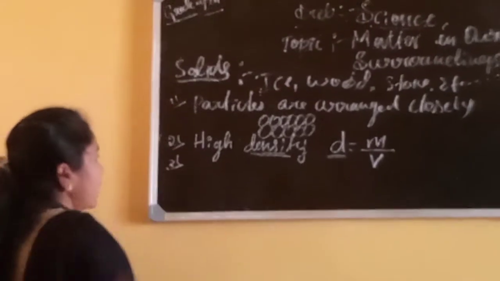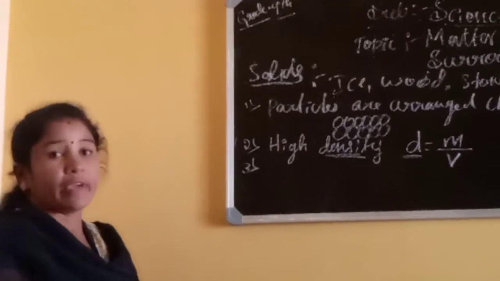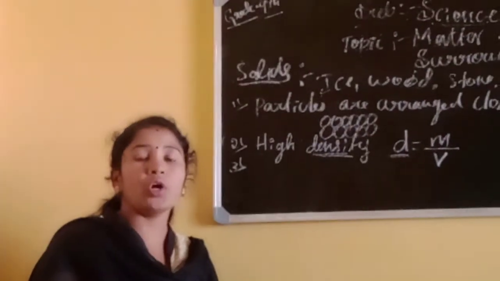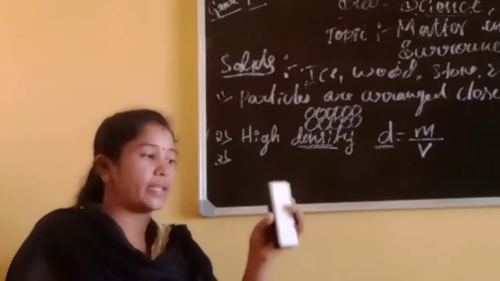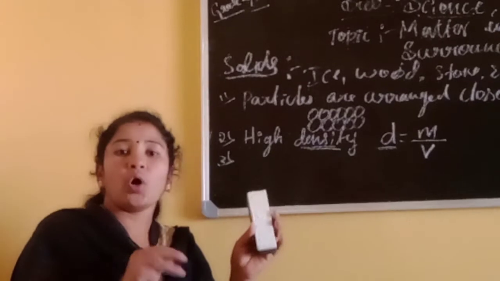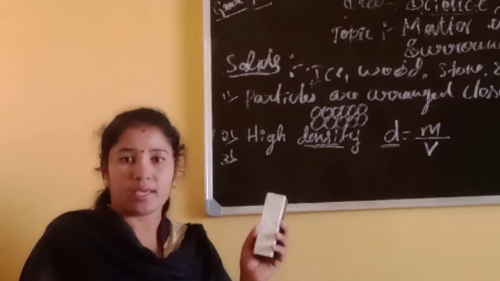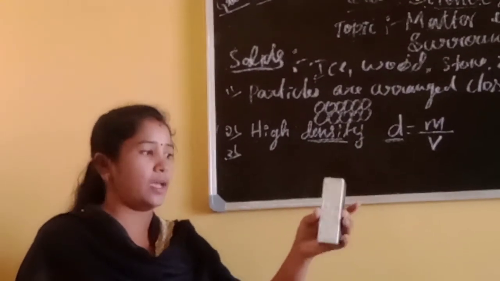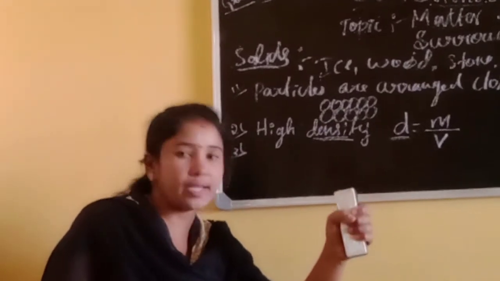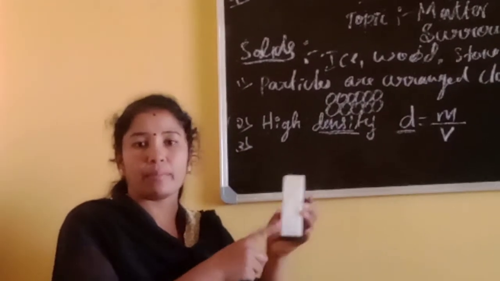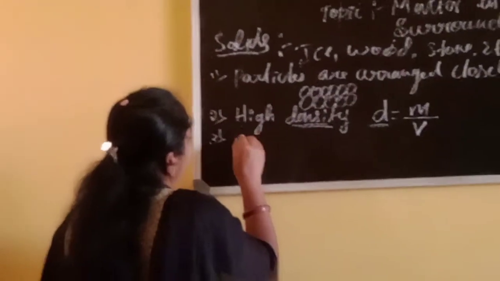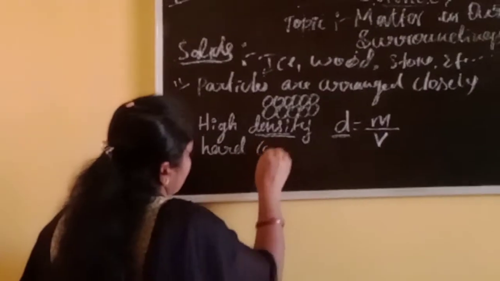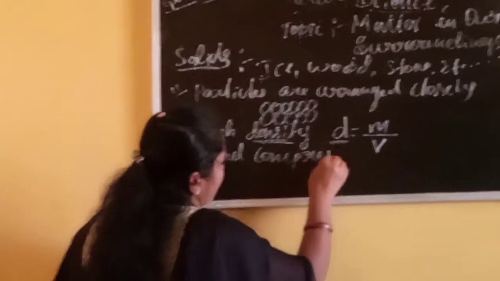And the next property, very hard to compress. Compress means, if you apply pressure or force to an object, there is no change of its shape. For example, this is a duster. I am applying force and compressing now. There is no variation from this shape. That is hard to compress.